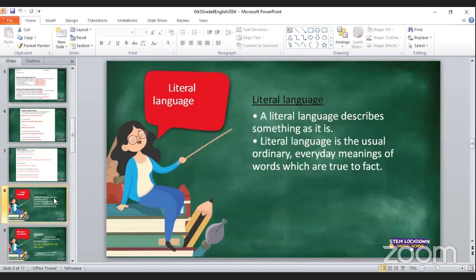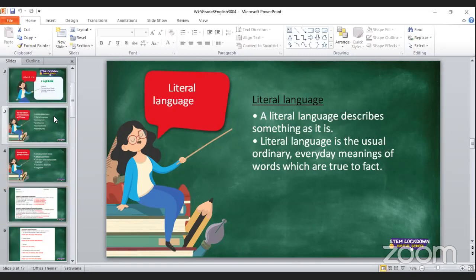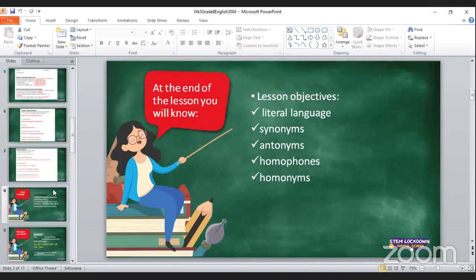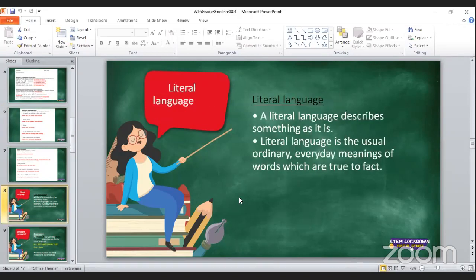Like I said, in today's lesson we are going to go through literal language, synonyms, antonyms, homophones, as well as homonyms. If you are wondering what these things are, you are in the right place. Stay with us, and you will understand by the end of this lesson what these things are.